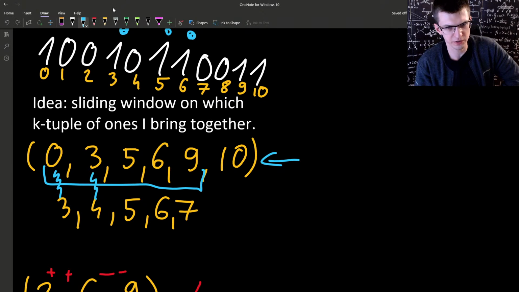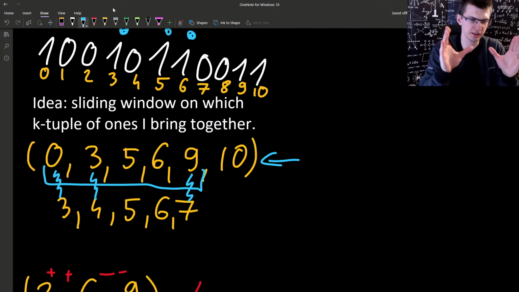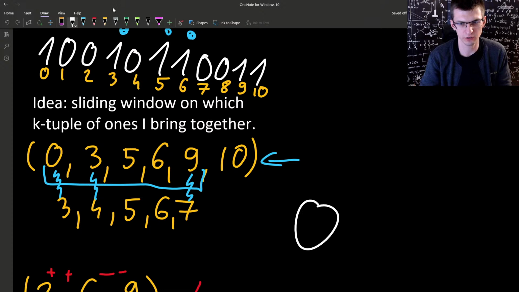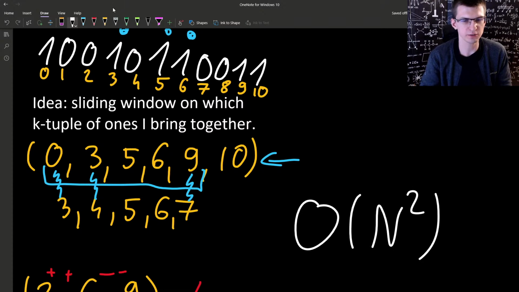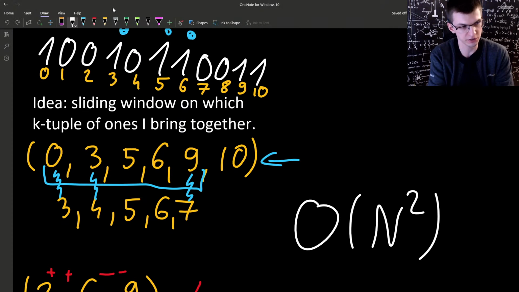0 to 3, 3 to 4, 6 to 6, 9 to 7. I cannot in linear time compute this, go element by element, because that would be quadratic in total. We don't want n squared. But n squared would be good if we could consider every sliding window, every possible window placement, in linear time.